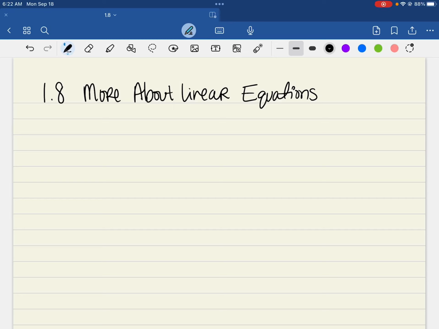1.8, more about linear equations. So last week we talked about slope-intercept form and slope, and so this week we are going to talk about some more of our linear equations and forms that we use. The first one we're going to talk about is point-slope form.